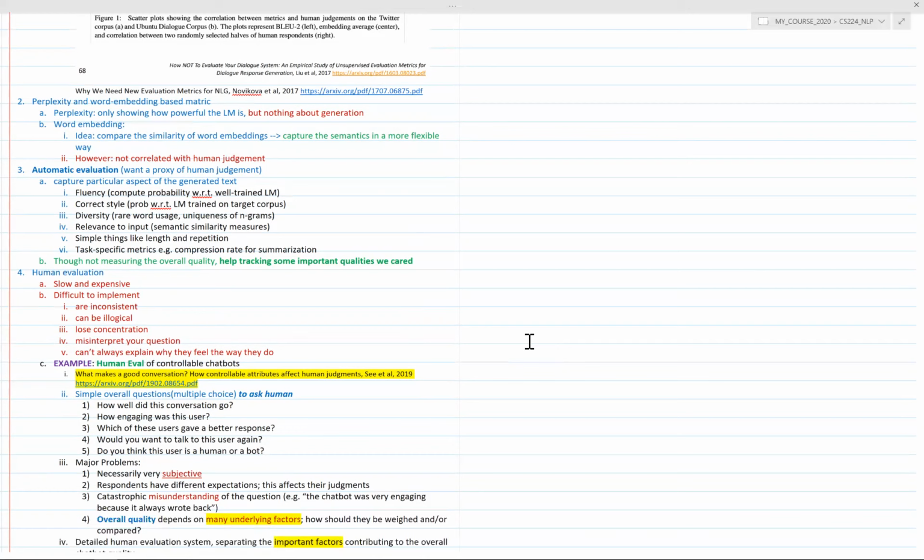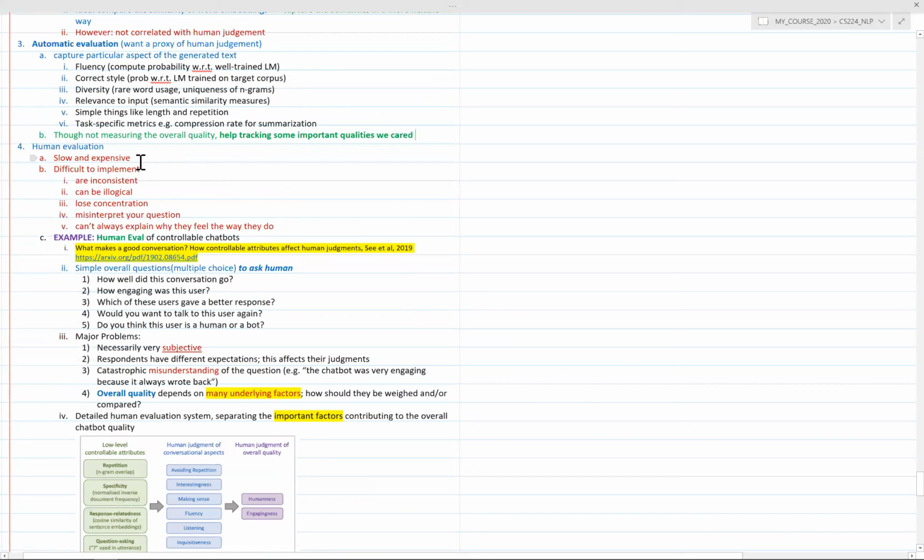However, we don't have a single metric that could evaluate the overall quality of the generation. But thinking this way, we can try to optimize one or several of these criteria so that we could track some important qualities that we care about. And in comparison to machine evaluation, let us talk about human evaluation.